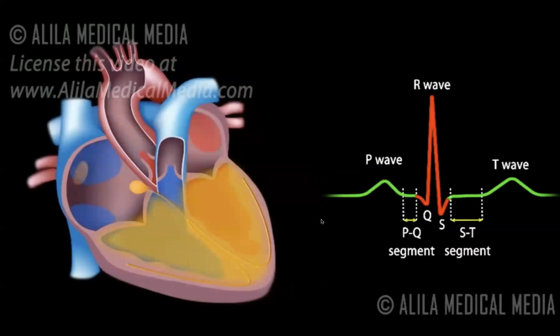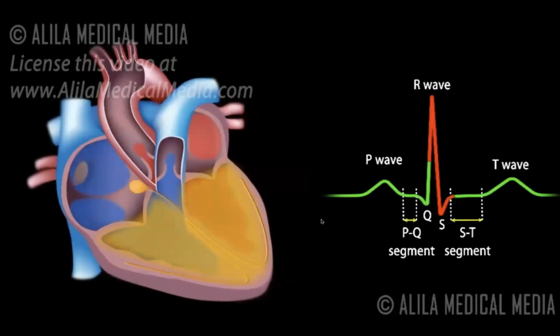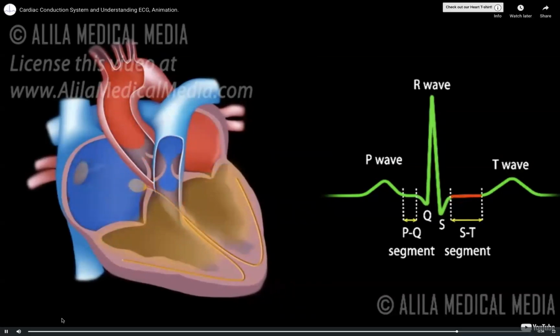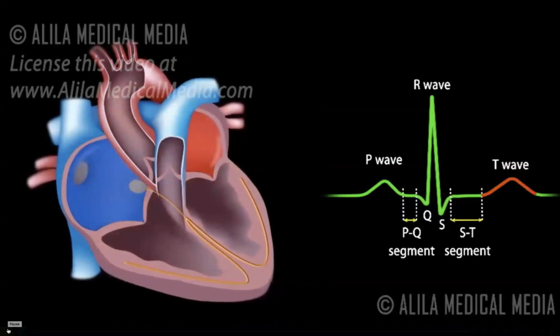The ST segment reflects the plateau in the myocardial action potential. This is when the ventricles contract and pump blood. The T wave represents ventricular repolarization immediately before ventricular relaxation, or ventricular diastole.